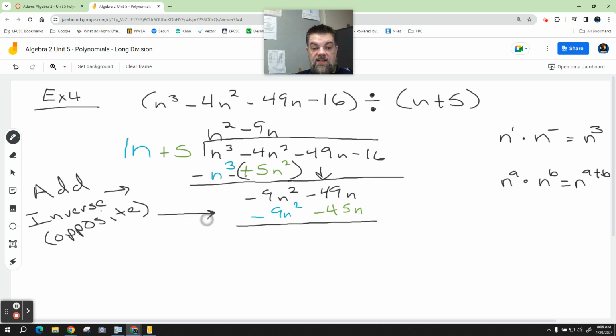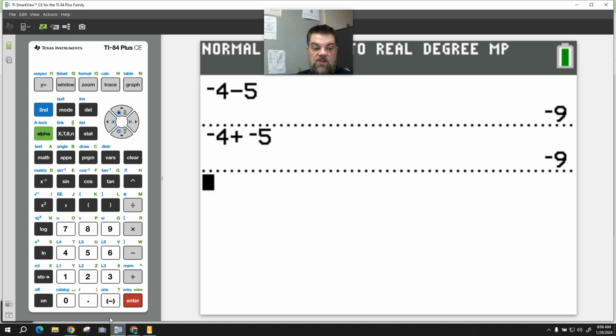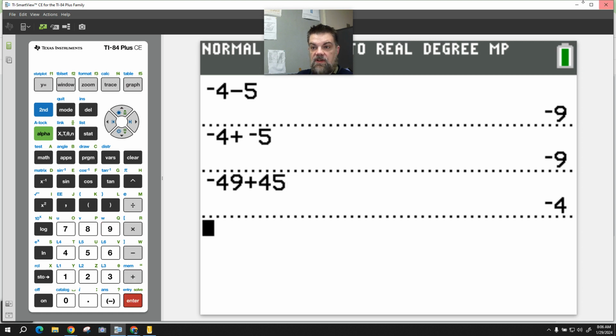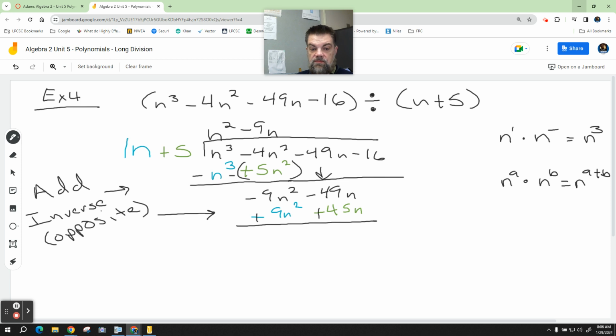Again, we're going to add the inverse, so this becomes positive, this becomes positive. Okay, these will cancel. Again, if I'm not good with positive and negative numbers, I'm just going to say negative 49 plus 45. Negative 4. And bring down the negative 16. Okay? Last time, well, you're going to have to do this.